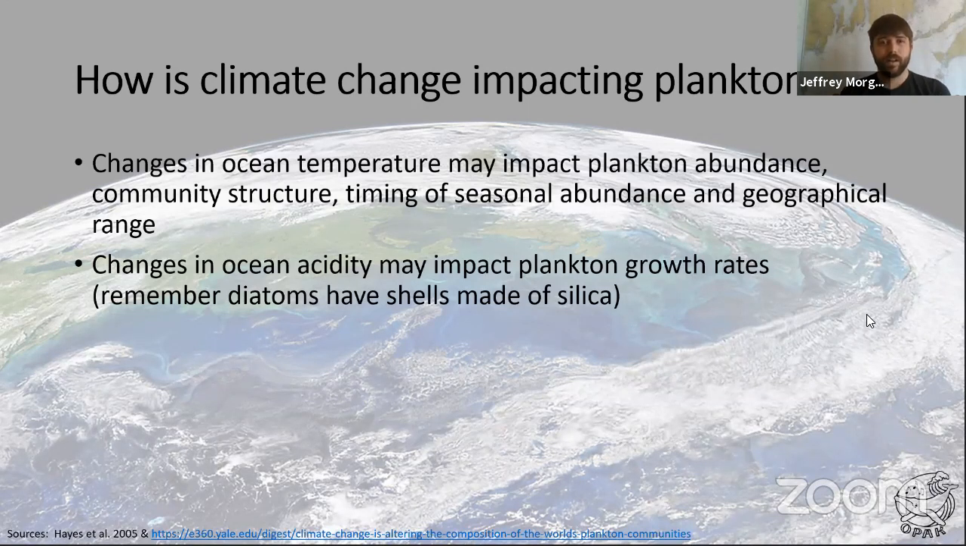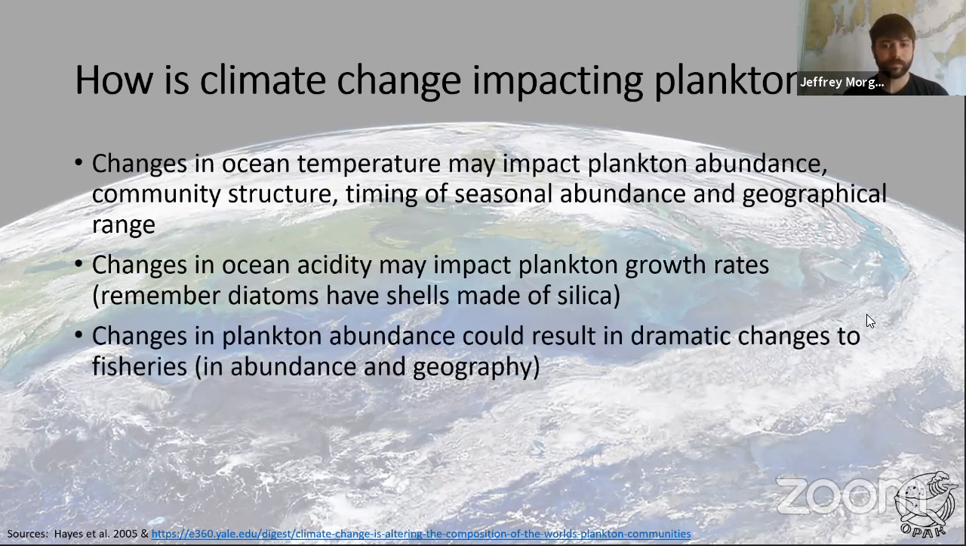The more carbon we put in the ocean through that sequestration is also increasing the acidity of the ocean, which can impact the growth rates of our plankton. Remember, they're made out of calcium carbonate and silica. The dinoflagellates have a lot of cellulose plates. So these are all things that can be impacted by ocean acidity.